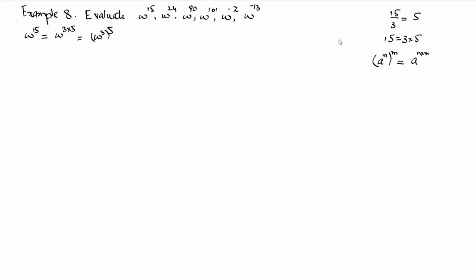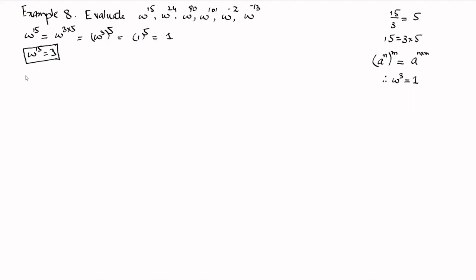Now from the product property of cube roots of unity, omega cube is equal to 1. So we will insert omega cube is equal to 1 raised to the power 5, and 1 raised to any power is equal to 1. So omega raised to the power 15 is equal to 1.